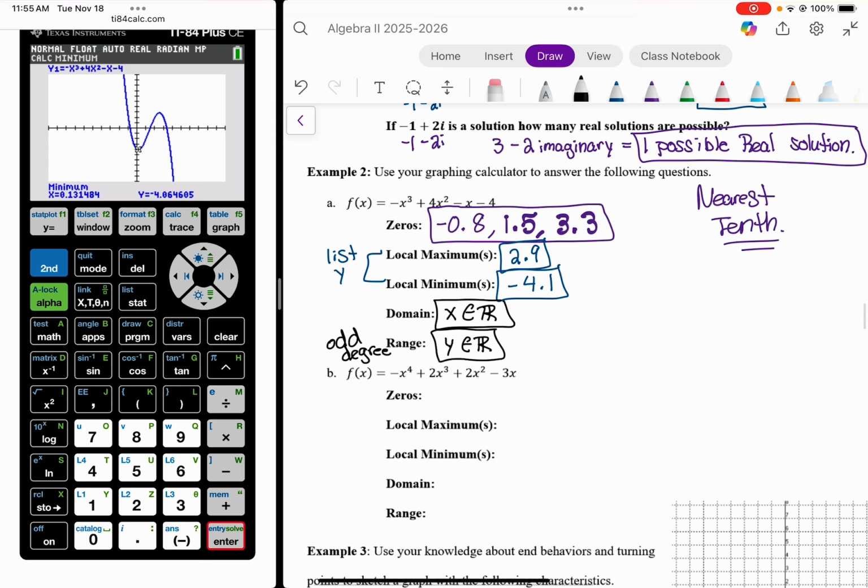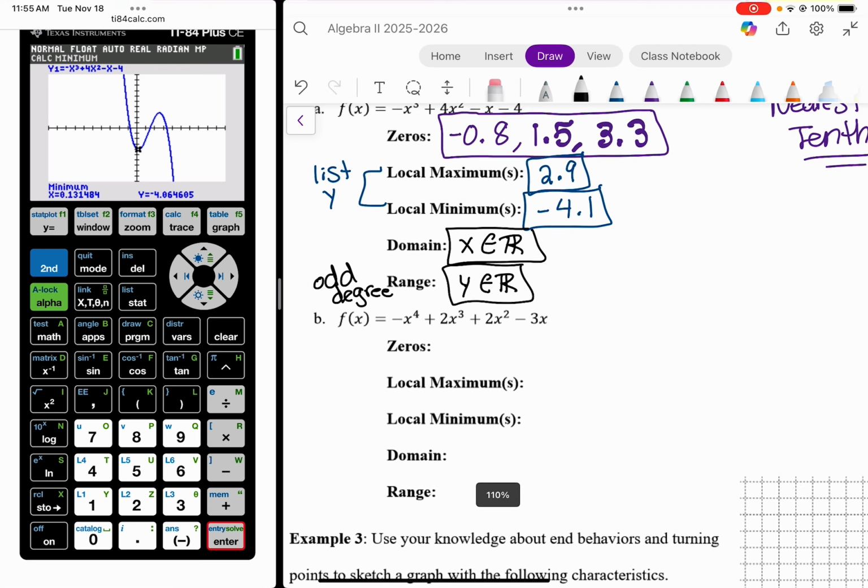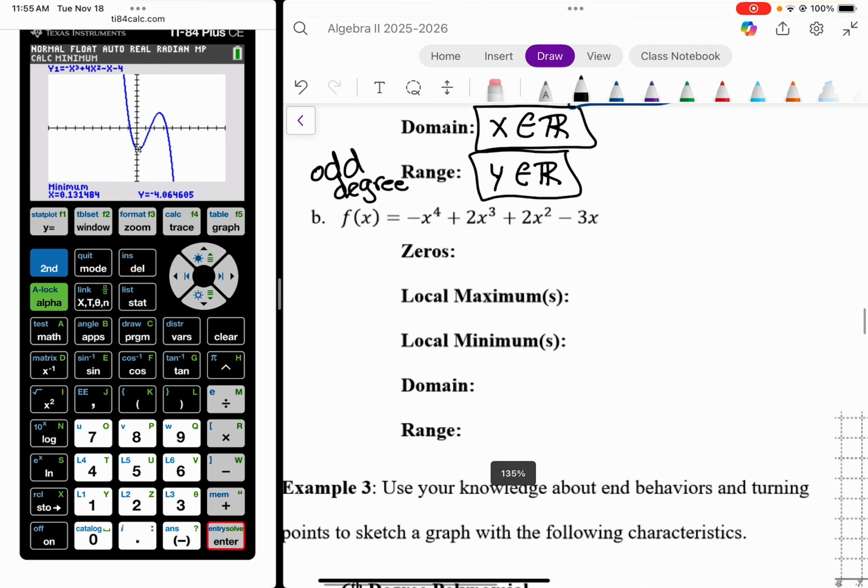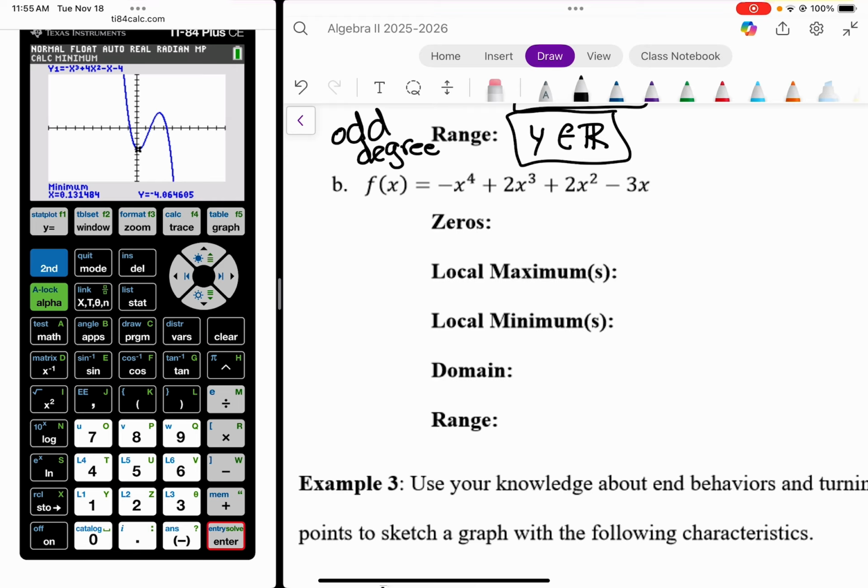Okay, so you should pause the video, try the next one on your own, and then skip to the end to see if you got the right answers. If you're still confused, you can follow through as I type this in.